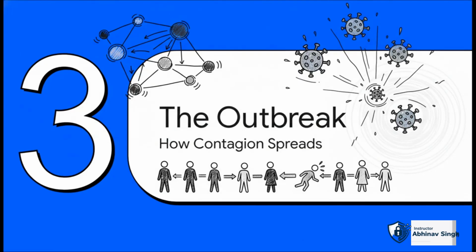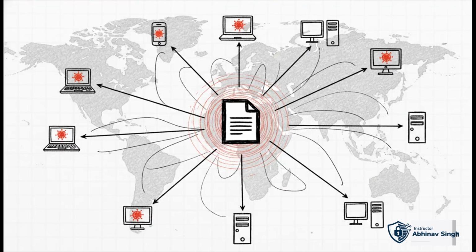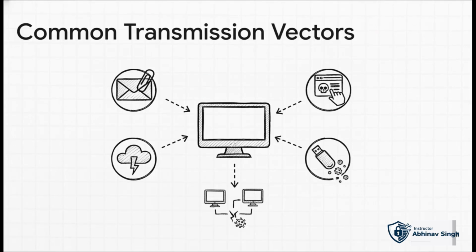Okay, so we know what a virus is, and we've got an idea of how it's built. But how does it actually start an outbreak? I mean, how does one single infected file on one computer somewhere in the world lead to a massive global digital problem? The answer is us. In the digital world, we're the ones who carry it from place to place. And these right here, these are the digital versions of a cough or a handshake.